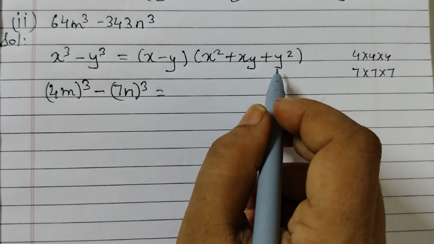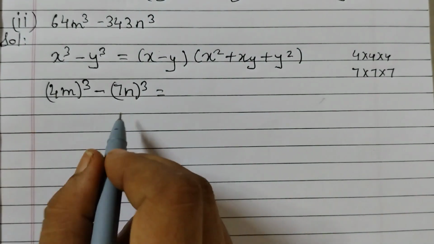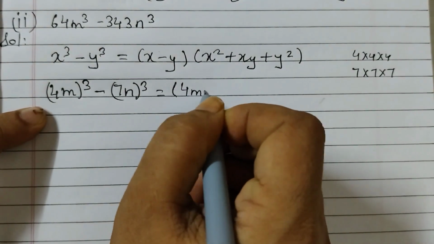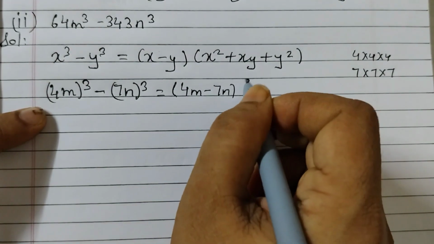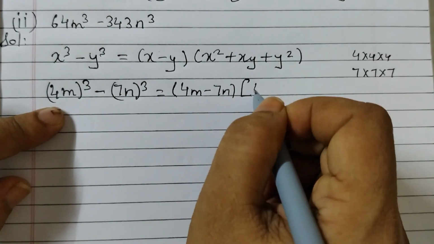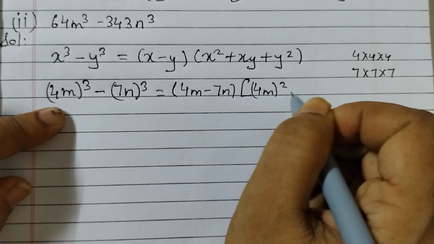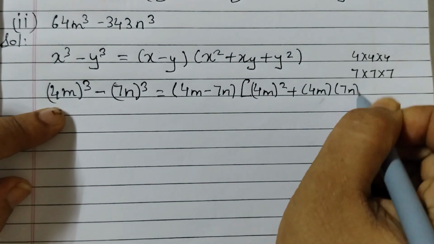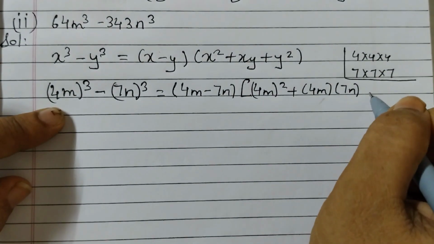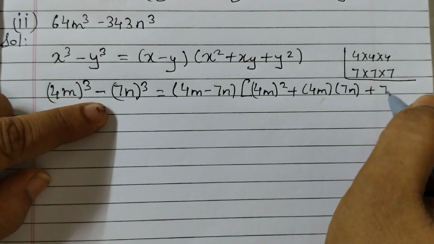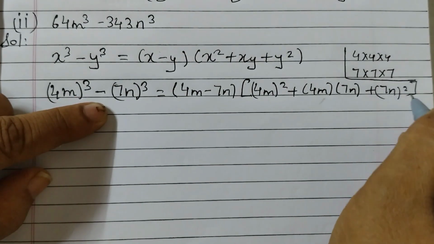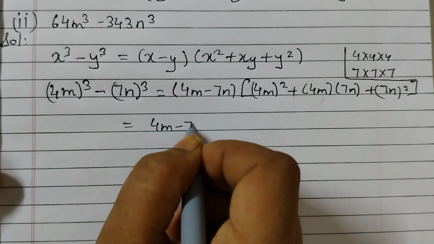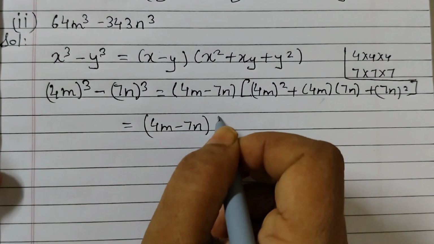And now we will use this formula. Here x is 4m, y is 7n. So x minus y, 4m minus 7n, and then x squared. So 4m the whole squared plus 4m into 7n plus 7n the whole squared, bracket closed, equals to 4m minus 7n, remains as it is.